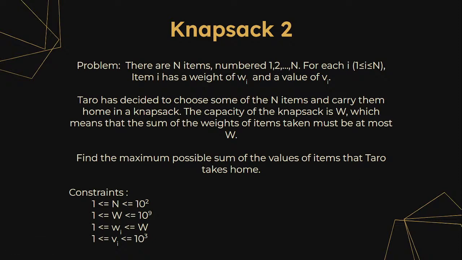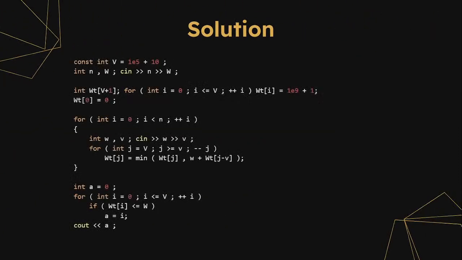So let's look at the code. I have set the maximum possible value to 25 plus 10, taking some margin. I've taken input and maximum allowed weight, and I've initialized the weight array, which is the minimum weight to reach a certain value. We have initialized it to 1e9 plus 1, because any weight above 1e9 will always be pointless as that will not be taken.